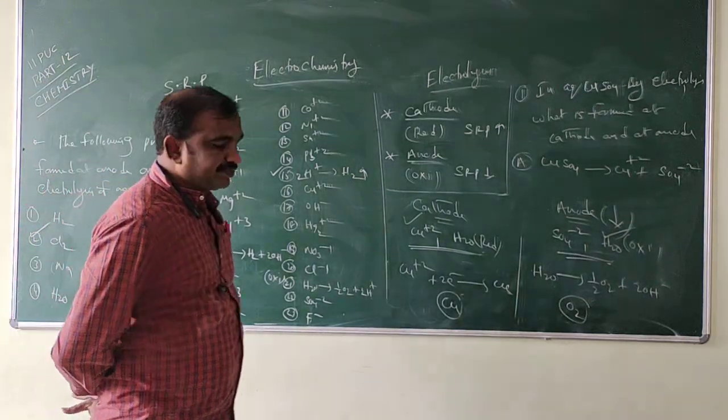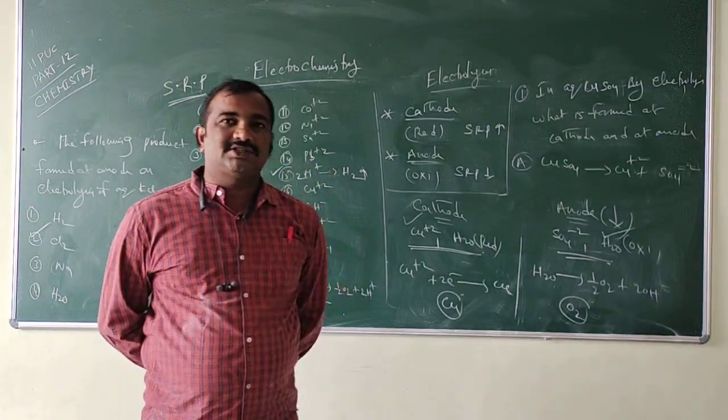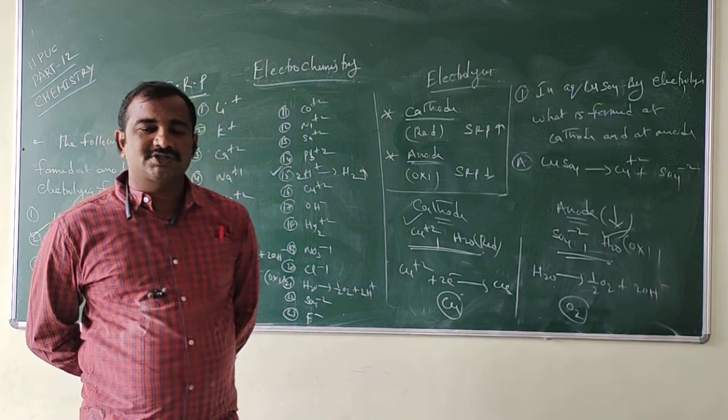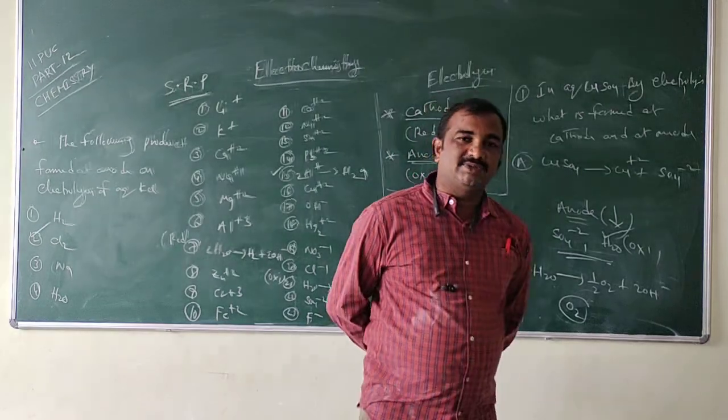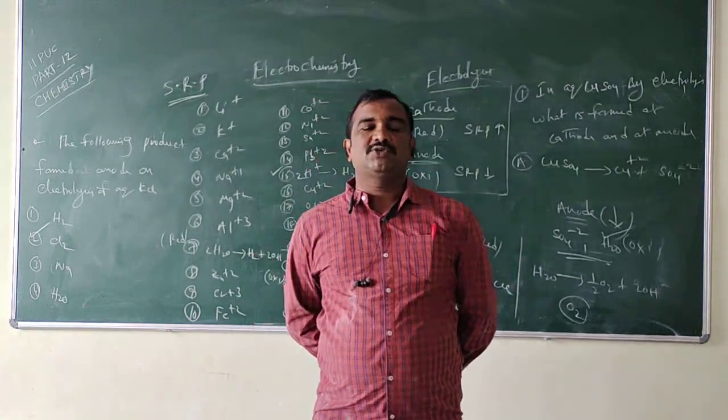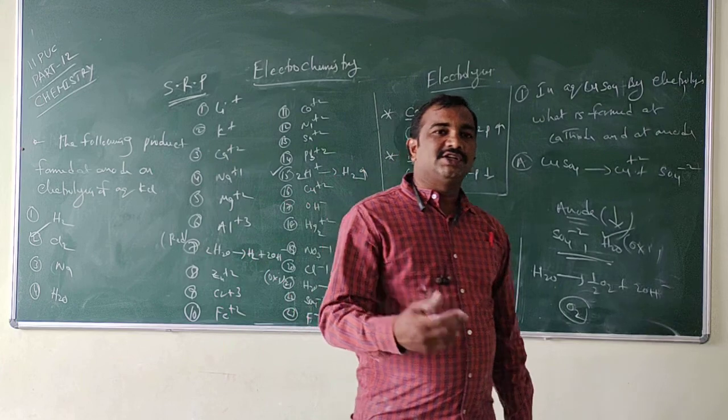So this is about electrolysis of aqueous salt solutions, the products formed at cathode and anode. Up to here only the syllabus is there, so electrochemistry is finished. In the next class we will start the new chapter.